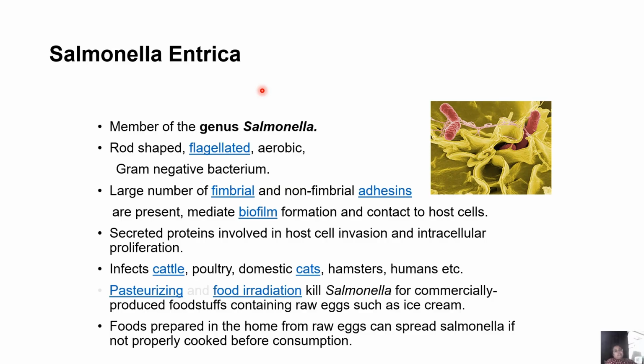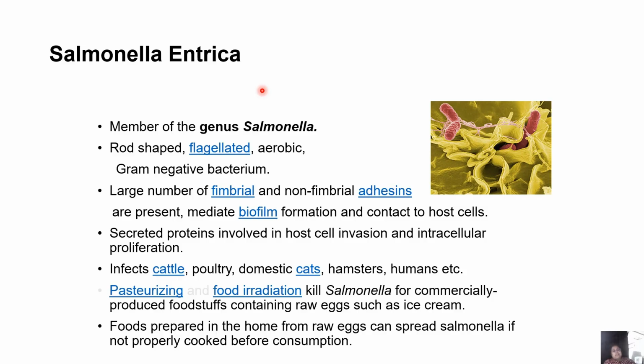Now talking about Salmonella enterica, member of the genus Salmonella, it's a rod-shaped, flagellated, aerobic, gram-negative bacterium. A large number of fimbrial and non-fimbrial adhesins are present, which mediate biofilm formation and contact to host cells. Secreted proteins are involved in host cell invasion and intracellular proliferation. It can infect cattle, poultry, domestic cats, hamsters, humans, etc.